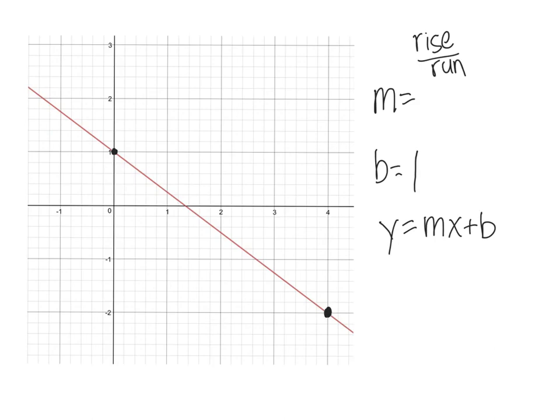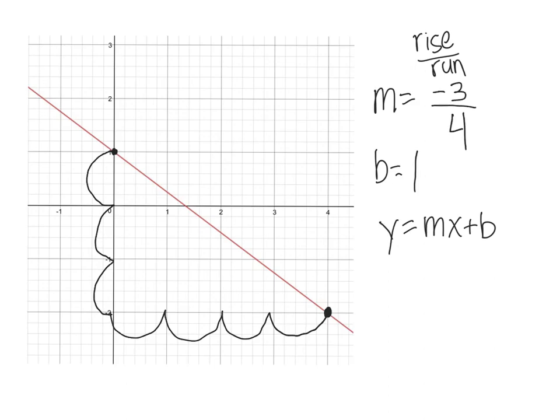So now I have my 2 points, so I do my rise over run. We always go from the left point to the right point. So we're going to go 1, 2, 3 down, and since I'm going down, my rise is negative 3. Then my run, I run 1, 2, 3, 4 places to the right. Since it's to the right, it's a positive 4.